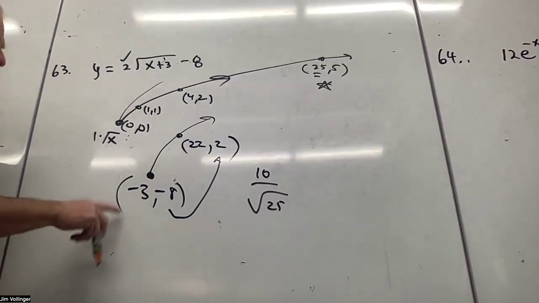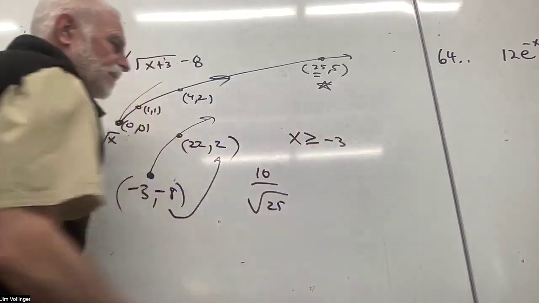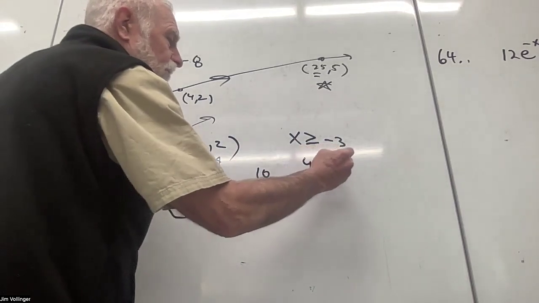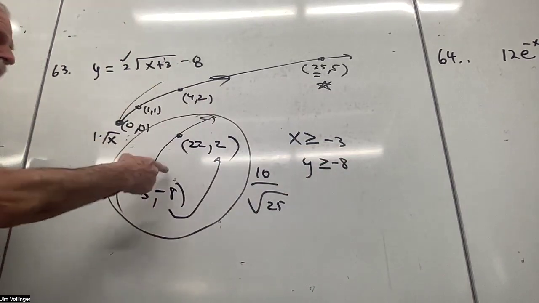So what's the domain of this problem? X's are greater than or equal to -3. I want to start looking at domains that are not all reals. Range, y values are greater than or equal to -8. That describes the table values that you get out of this function.